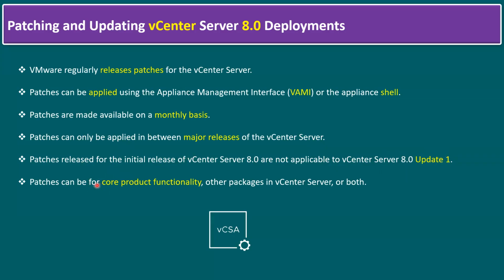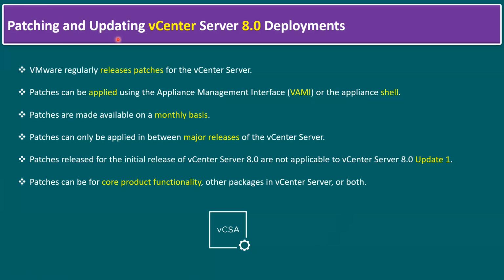Patches can be for core product functionality, which means specifically for the vCenter layer. Other packages like Update 1 include the vCenter Server patch and also the guest OS. Normally the vCenter application runs on VMware Photon OS. So Update 1 consists of Photon level updates plus vCenter patches. All this package we call an Update 1. Hope you understand the basic difference between patch and update.